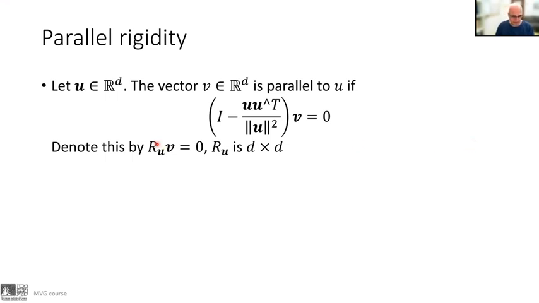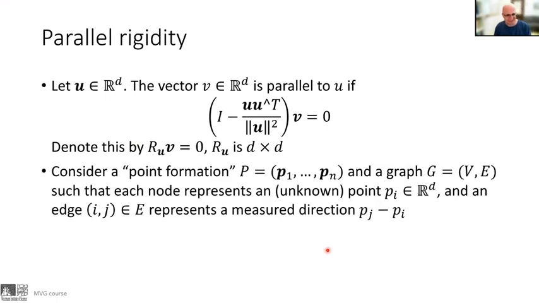Fine. So we have this expression, R_U times V equals 0. And notice that R_U is a D by D matrix, so 2 by 2 in R2. You see that it's produced by the outer product of U and U transpose, so its size is D by D. Sorry, PowerPoint sometimes doesn't recover well from annotation.